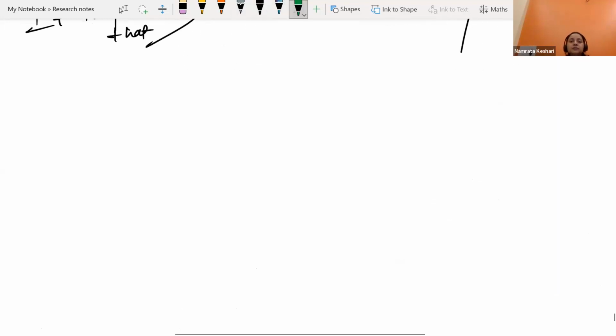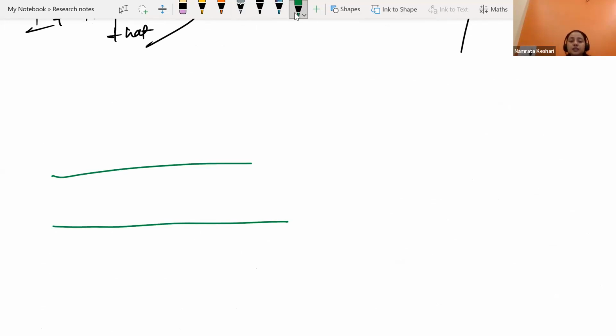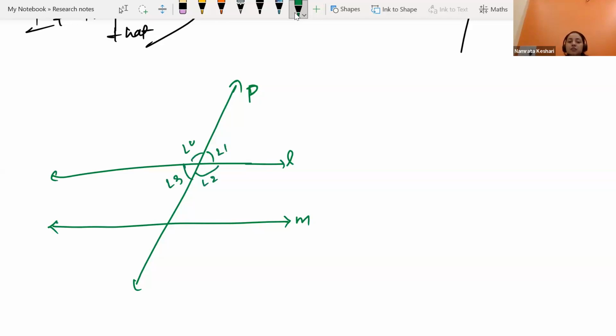Okay, let's continue. Similarly, we will be discussing all the pairs: alternate interior, alternate exterior. We are still having two lines, L and M. There is a transversal. Now let me tell you, here also I am not taking these two lines as parallel or anything. I will show you both the cases. So now this is angle 1, this is angle 2, this is angle 3, this is angle 4, this is 5, this is 6, this is 7, this is 8. Okay, now alternate interior.